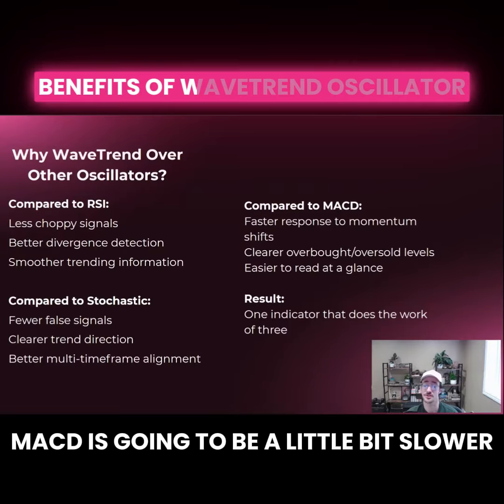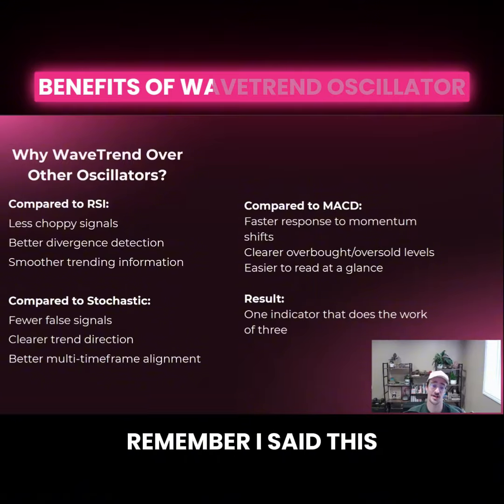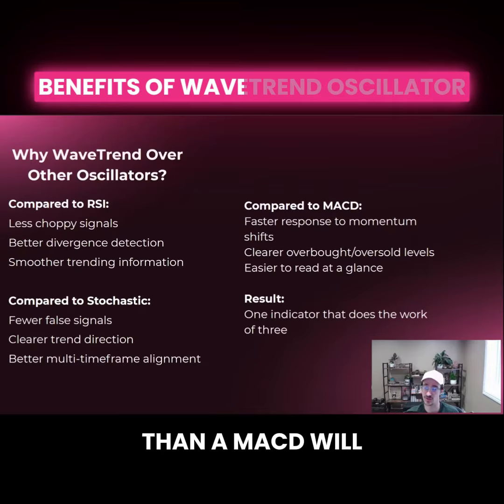MACD is going to be a little bit slower for the momentum shifts. Remember I said this WaveTrend oscillator tends to pick up a candle or two earlier than a MACD will. It's going to have clearer overbought and oversold levels, again, just due to the trend smoothing. And I think it's easier to read at a glance for these reasons.